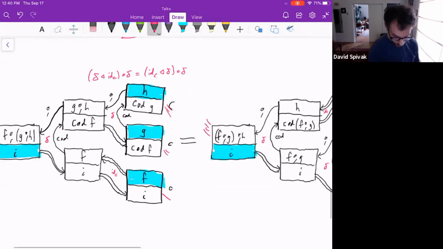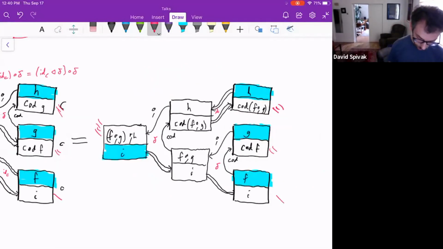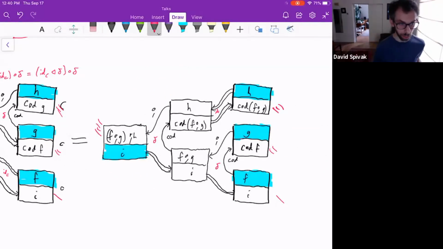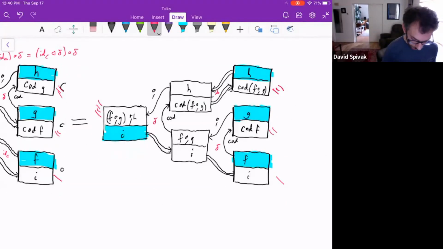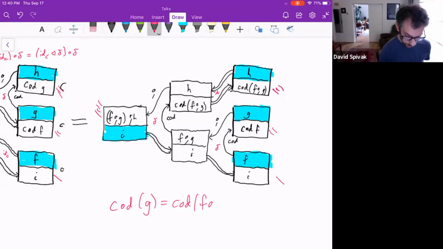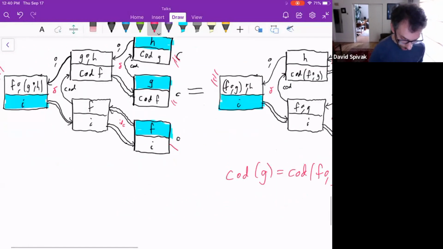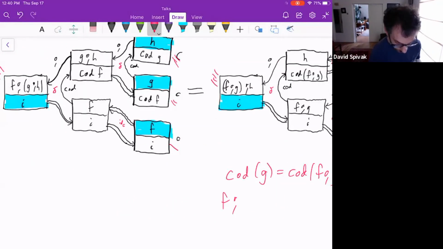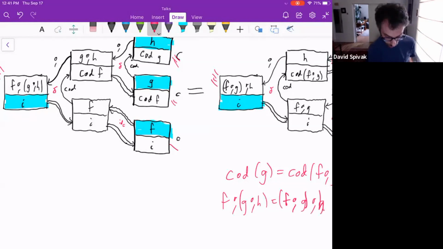Okay, so what do we get? Well, we got that I equals I, that's no data, not important. Cod F equals cod F, okay, we already knew that. But we do get a new thing. We get that the codomain of G is equal to the codomain of F composed G. That is true of categories. And finally we get that F composed G composed H equals F composed G composed H. And that was supposed to be, and I hope it was, the simple demonstration that comonoids are categories.